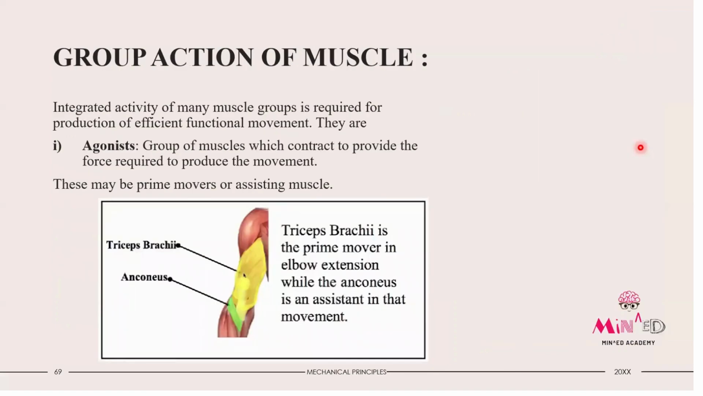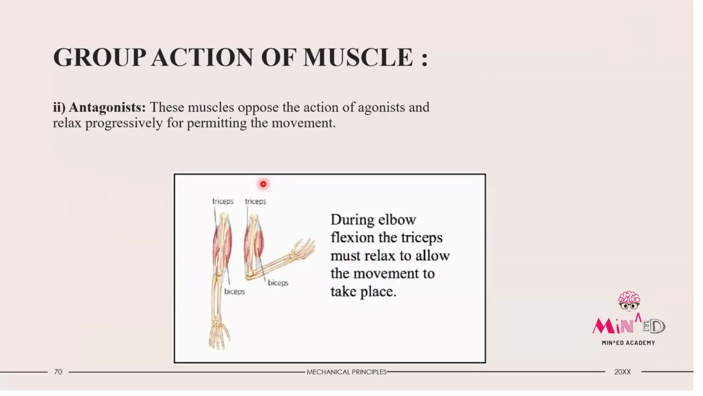Then group action of muscle: the muscles act as agonist, antagonist, and synergist. The agonist is the group of muscles which contract to provide the force required to produce movement. For example, we have triceps brachii. Triceps brachii is a prime mover and elbow extensor, while the anconeus is the assistant in the movement. Next we have the antagonist. These muscles oppose the action of the agonist and relax progressively to permit movement.